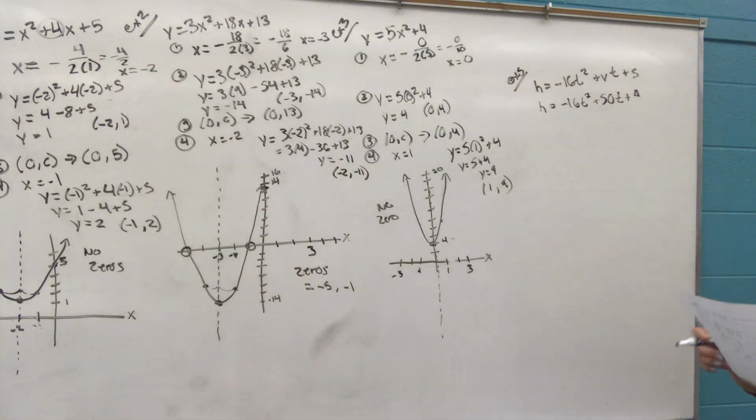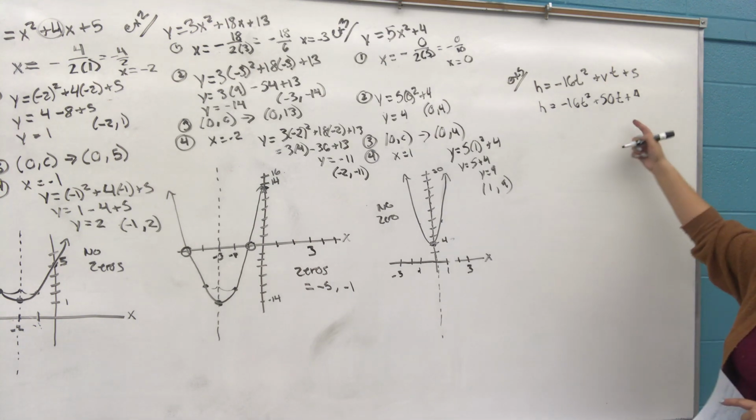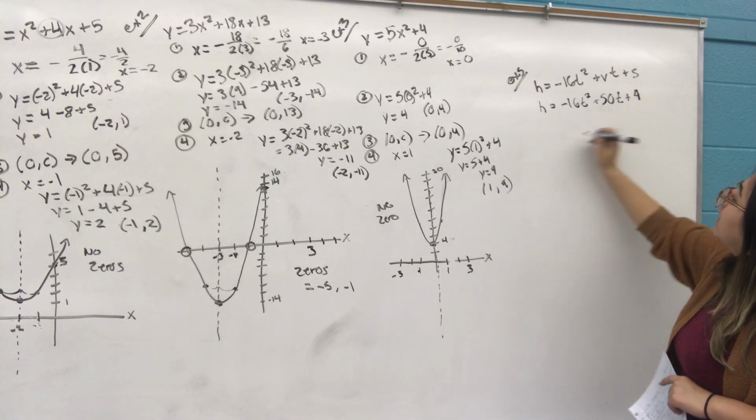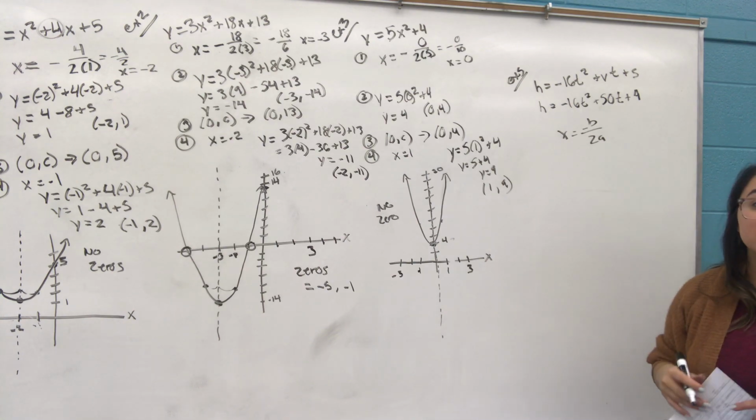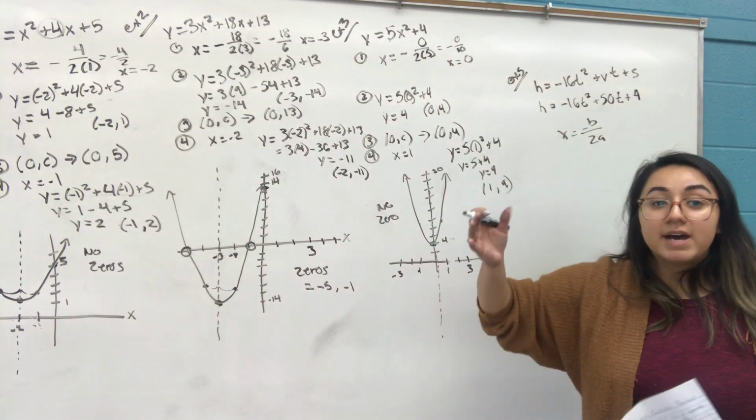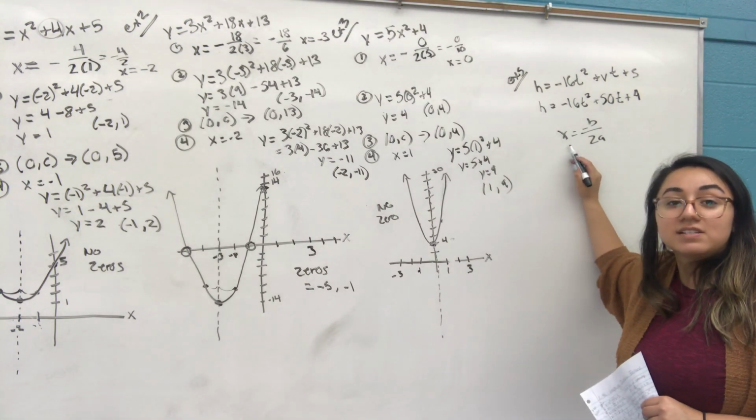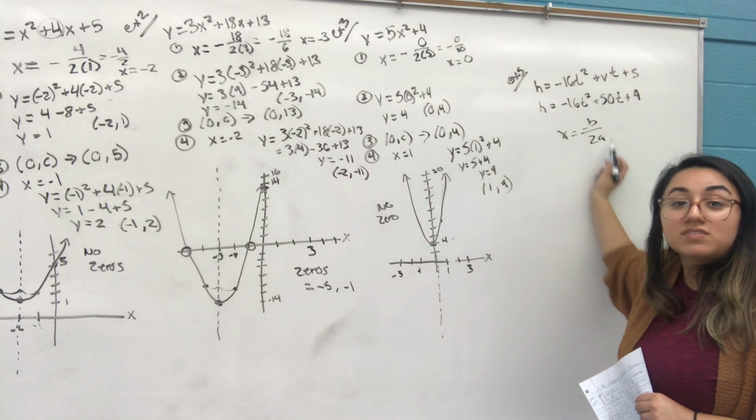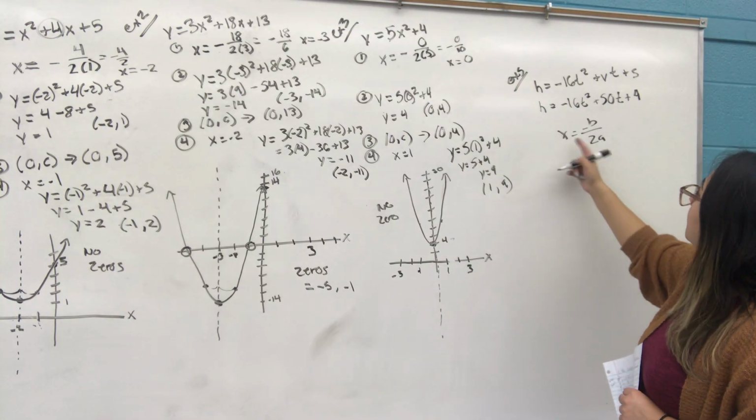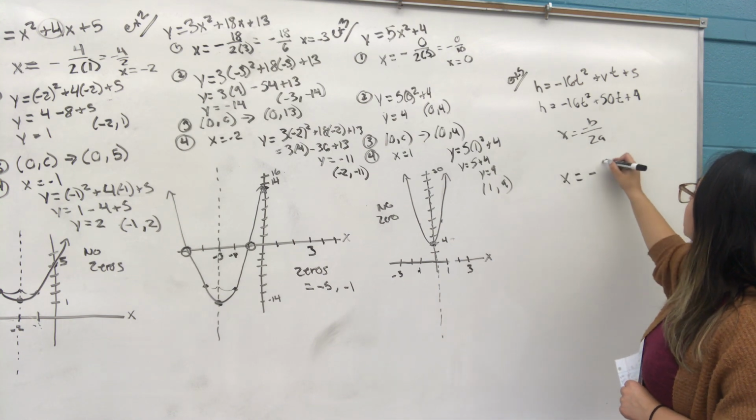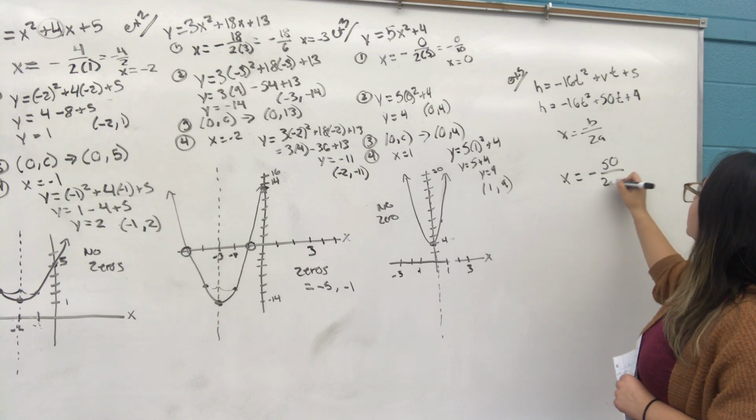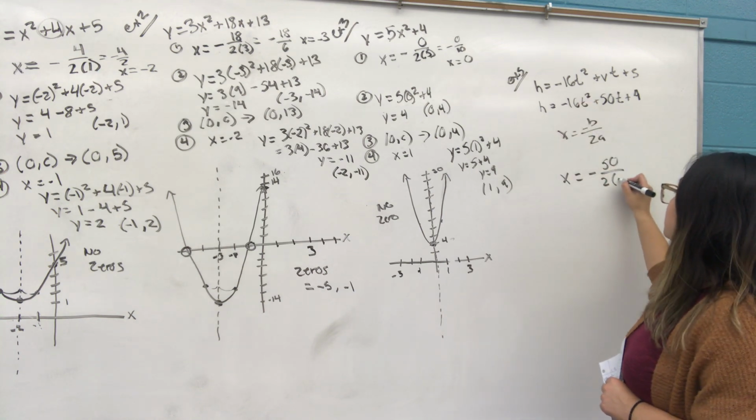So now we have this equation here. We're going to go ahead and solve for it. And we solve for it by solving for our x-intercept. So when you're trying to find the maximum height, you're focusing on your x. You're focusing on your axis of symmetry. You're focusing on this equation here. Now, we can go ahead and solve for it. X is equal to negative b. B is considered 50 over 2 times a. A is considered negative 16.